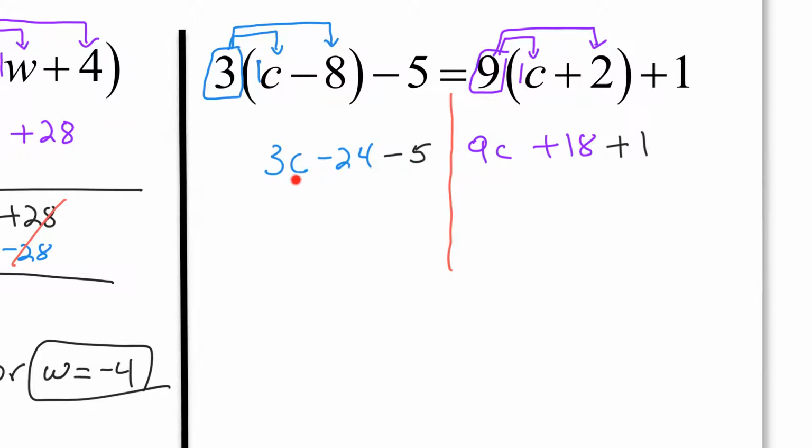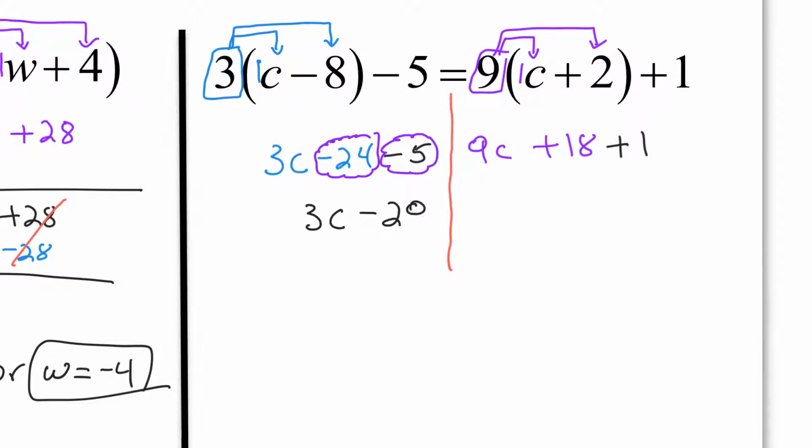On the left side, I don't have fractions, but I do have like terms. The ones that are like terms are the constants, the minus 24 and the minus 5. Those are like terms. They don't have variables, so we can combine. They have the same sign, so we have to add the numbers and keep the sign. So let me bring down the 3c first, 3c, and then I'm going to get negative when I combine negative 24 minus 5.